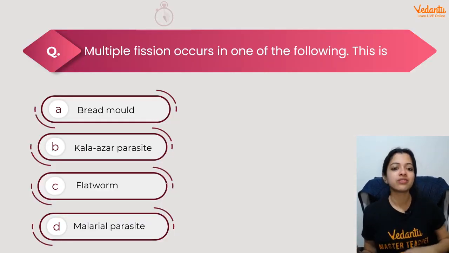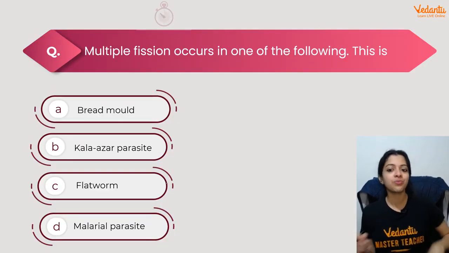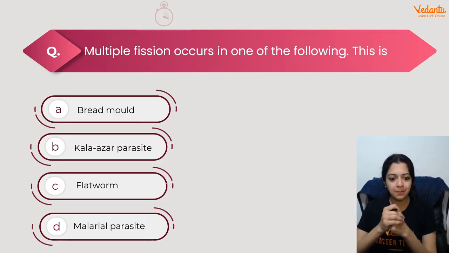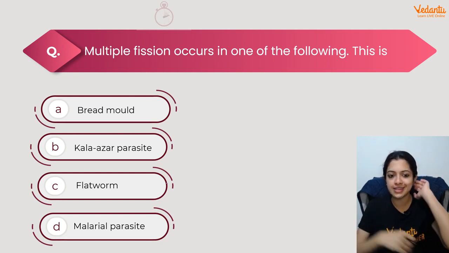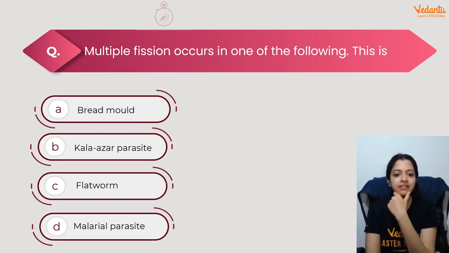Okay, now continuing further. Multiple fission occurs in one of the following. Which of them? Bread mold, Kala Azar parasite, flatworm, or malarial parasite? Multiple fission.